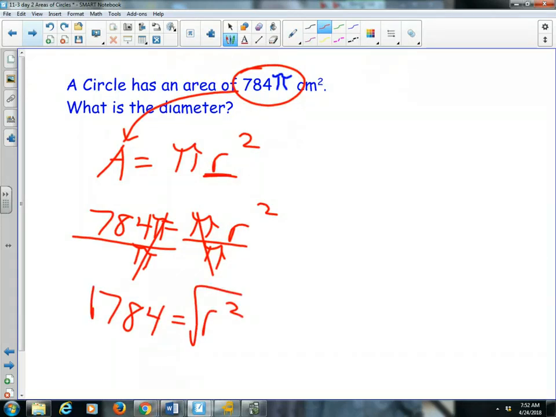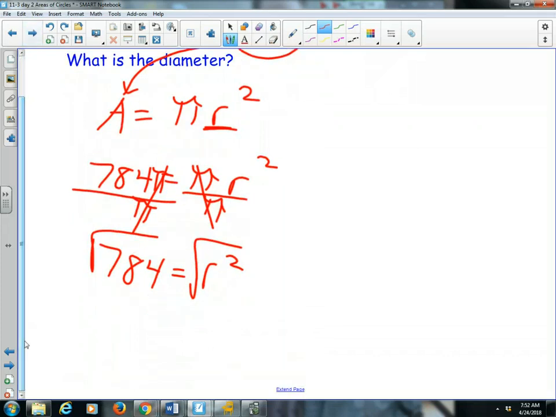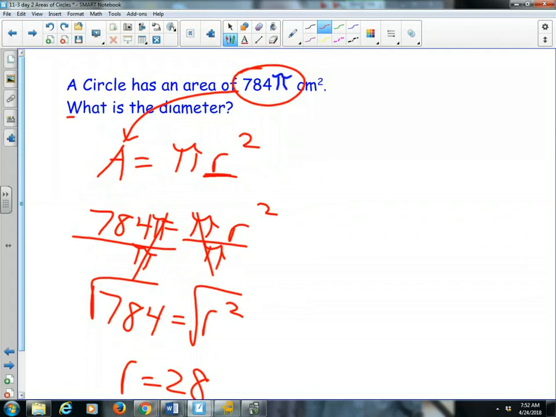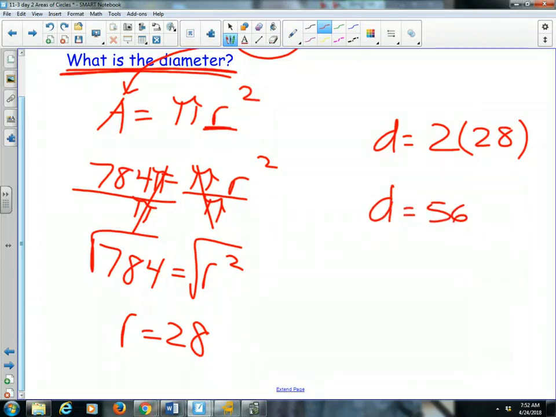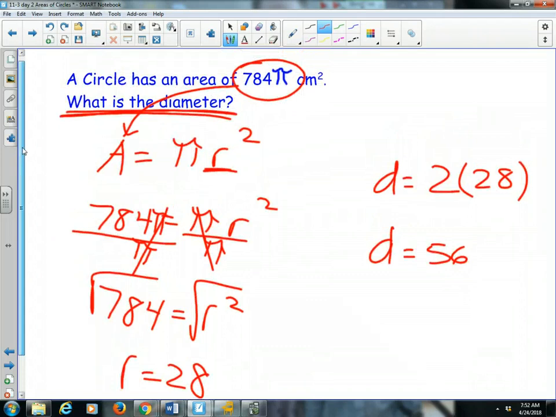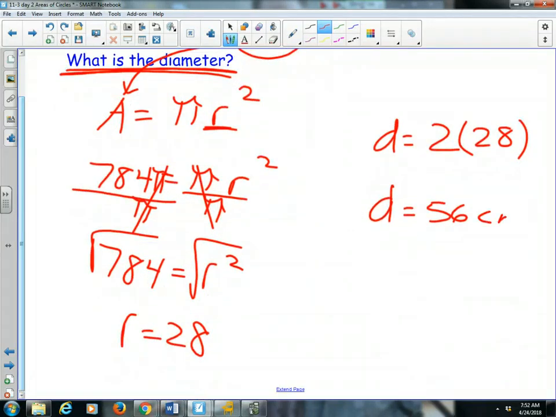Now if we square root, we would get the radius. So the square root of 784 is 28. So the radius equals 28. However, that's not our answer, right? It says, what is the diameter? Well, the radius is 28, so the diameter would equal 2 radii. 2 times 28. Diameter is 56. 56 what? This is centimeters squared, so it would be 56 centimeters.